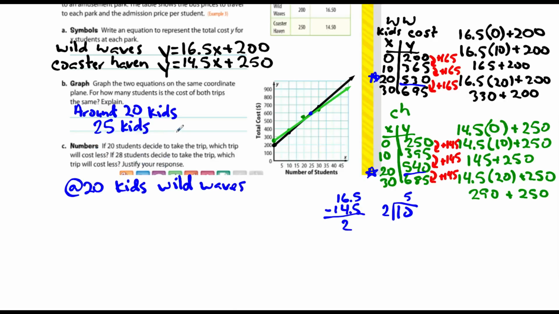And then it said, what about 28 kids? So at 28 kids, we said the break-even point, where their costs were exactly the same, was 25 kids. So as soon as we bring more than 25 kids, Wild Wave stops being the correct choice. So if we have 28, that's more than 25. So the cheaper option would be Coaster Haven.